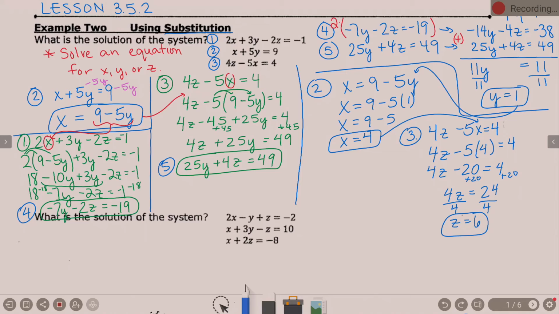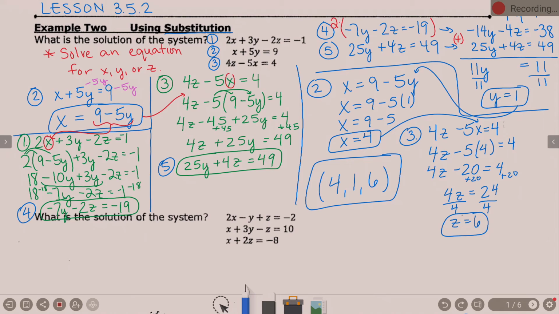How do I write my final answer? 4, 1, 6. Ordered triple? Ordered triple 4, 1, 6. In other words, you are going in XYZ order, yes? Turn around, Cam.